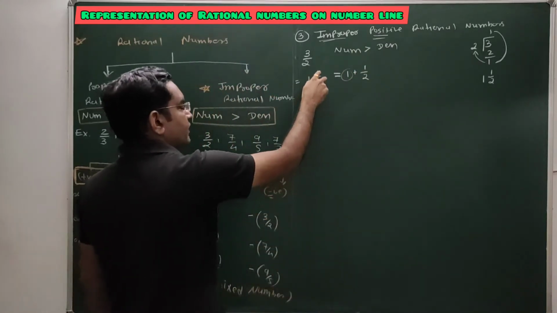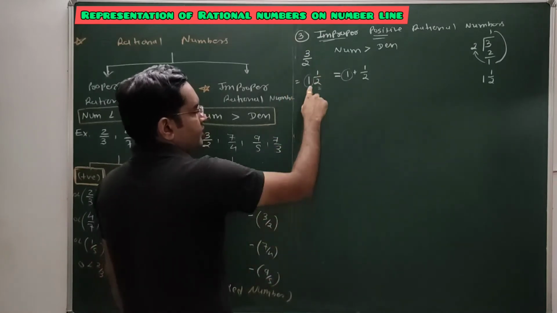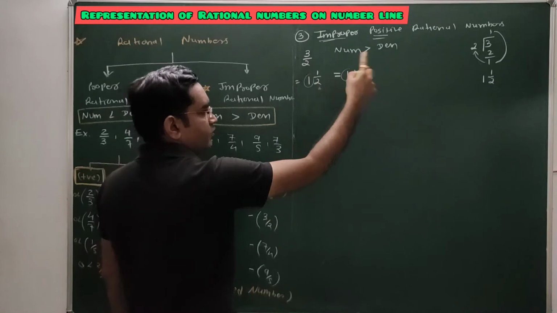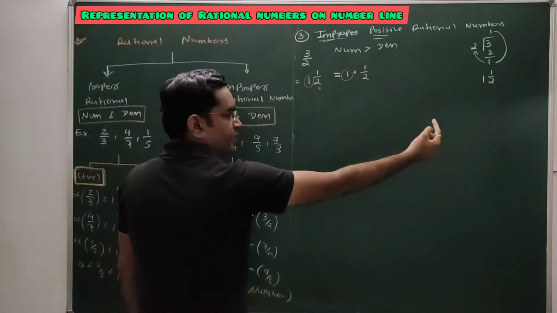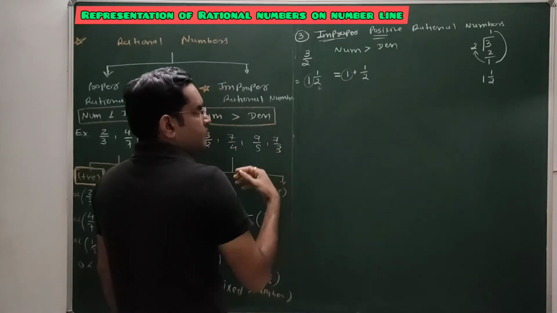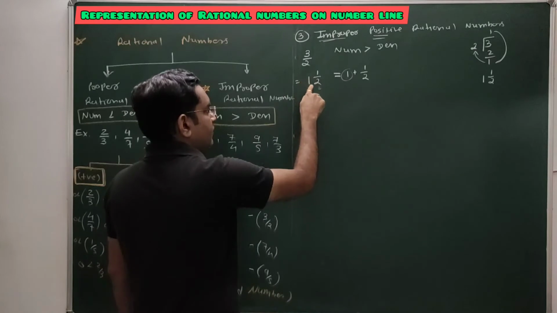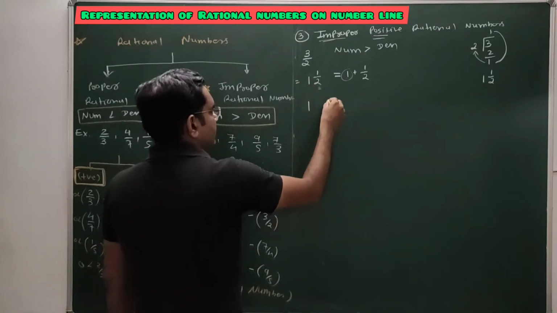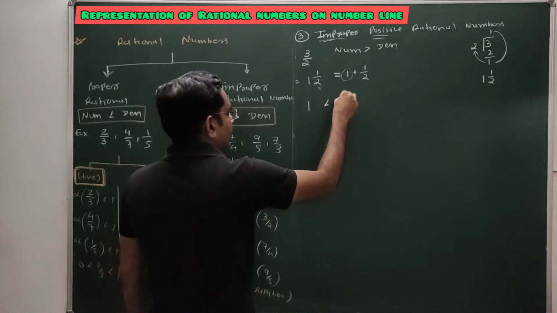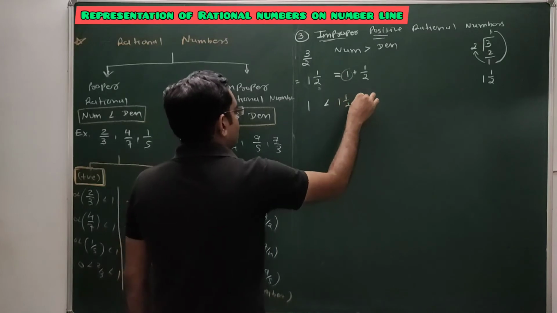Done. So this one, integer 1/2, this is the whole part and this is the fraction part. If we add 1 to 1 we get 2, but if we add less than 1, we won't reach 2, we will stay a little short of 2. So this number, 1 integer 1/2, lies between 1 and 2. Done. So we have to write like this: 1 is less than 1 integer 1/2, that is 3/2, which is less than 2.